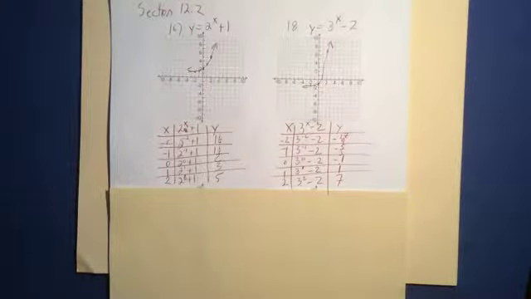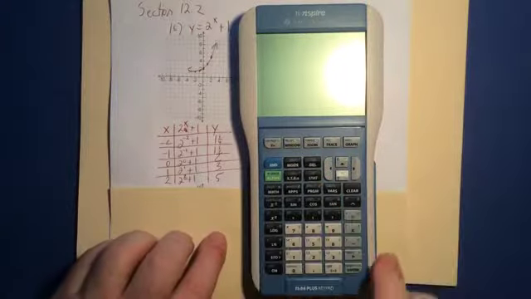So what we're going to do is compare the graph of 2 to the x to 2 to the x plus 1, and then compare a graph of 3 to the x to 3 to the x minus 2. And let's talk about what these numbers are doing here in relation to the graph.